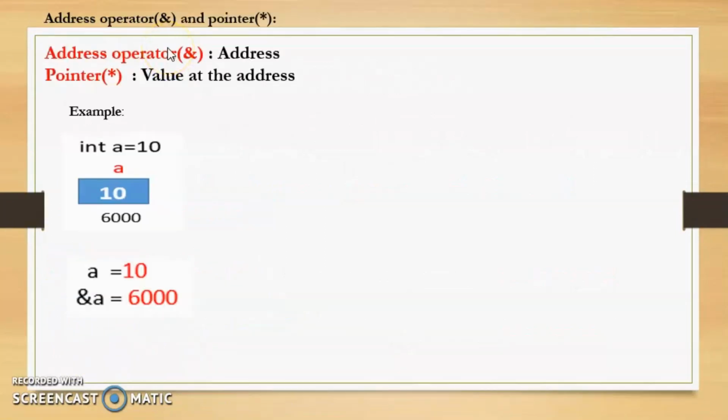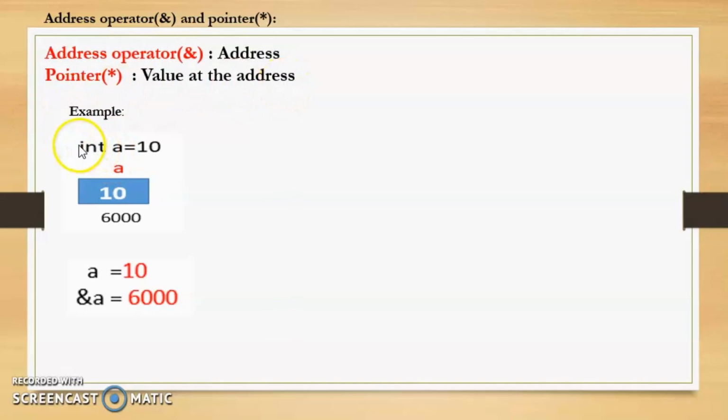Before we understand the program of call by reference, we need to know two operators, that is the address operator and the pointer operator. The address operator, represented by the ampersand symbol, will give us the address of the variable, and the pointer operator, represented by the star symbol, will give the value at a particular address.